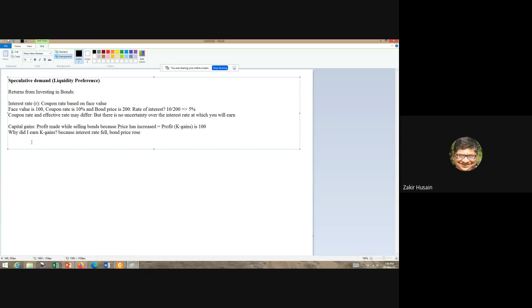But is it necessary that the interest rate will fall? Is it possible that interest rate can also rise? That is also possible. So suppose interest rate rises. So now whatever bonds are issued, they are being issued at the rate of 20%. So new bonds are being issued at 20% interest. Okay.